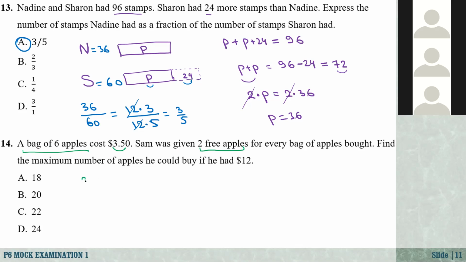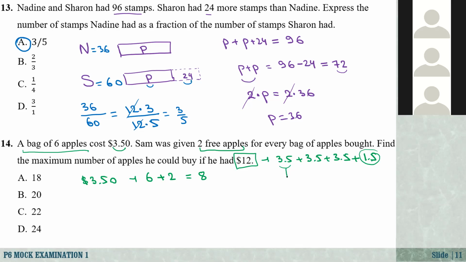So actually here, if you pay $3.50 you will get 6 apples plus extra 2 apples. So for 3.50, you can buy 8 apples. But now you have $12, right? In 12, how many $3.50 do we have? This 12, I can write it as 3.5 plus 3.5 plus 3.5 plus 1.5. Actually, this 1.5 is not enough for the bag of apples because we have to pay 3.5. So I cannot buy anything for 1.5.